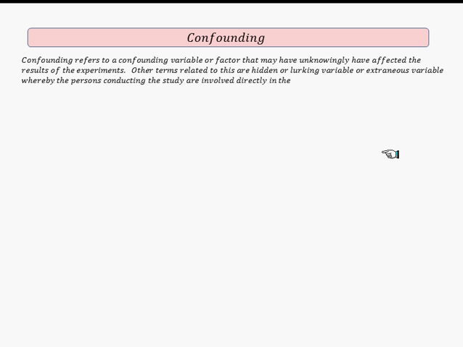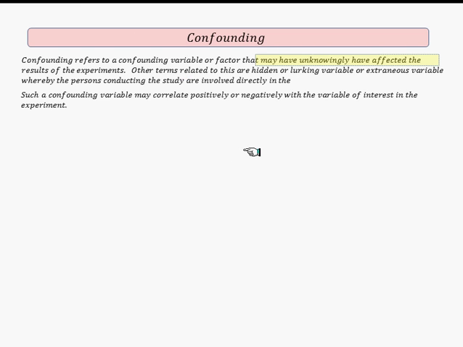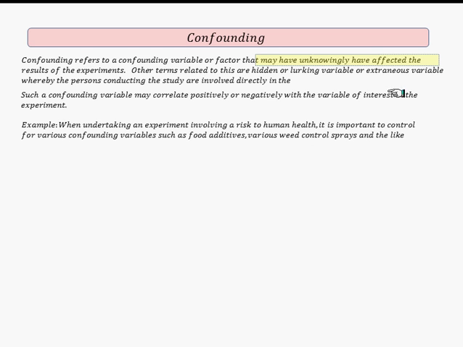Confounding, that's coming on the screen here, may have unknowingly affected the results of the experiments. For example, if we have an experiment where we don't know the effect of gender or whatever, these may indirectly affect the results of the experiment. As you can see here, pause the video and read the details here.